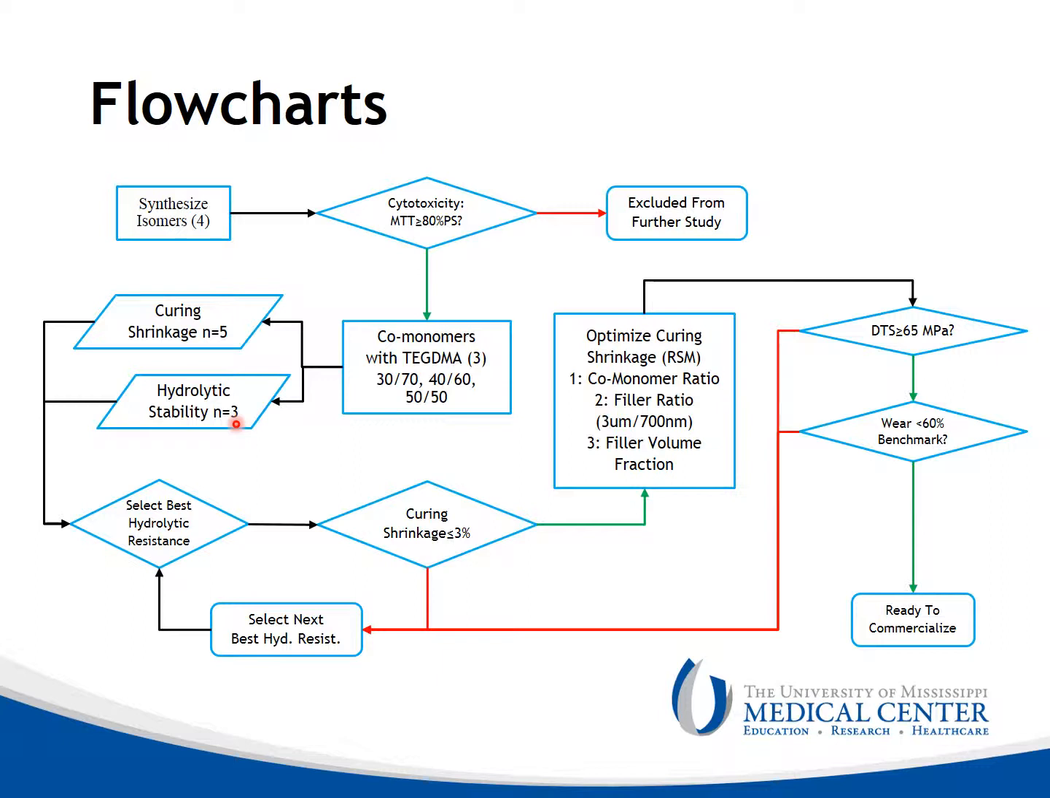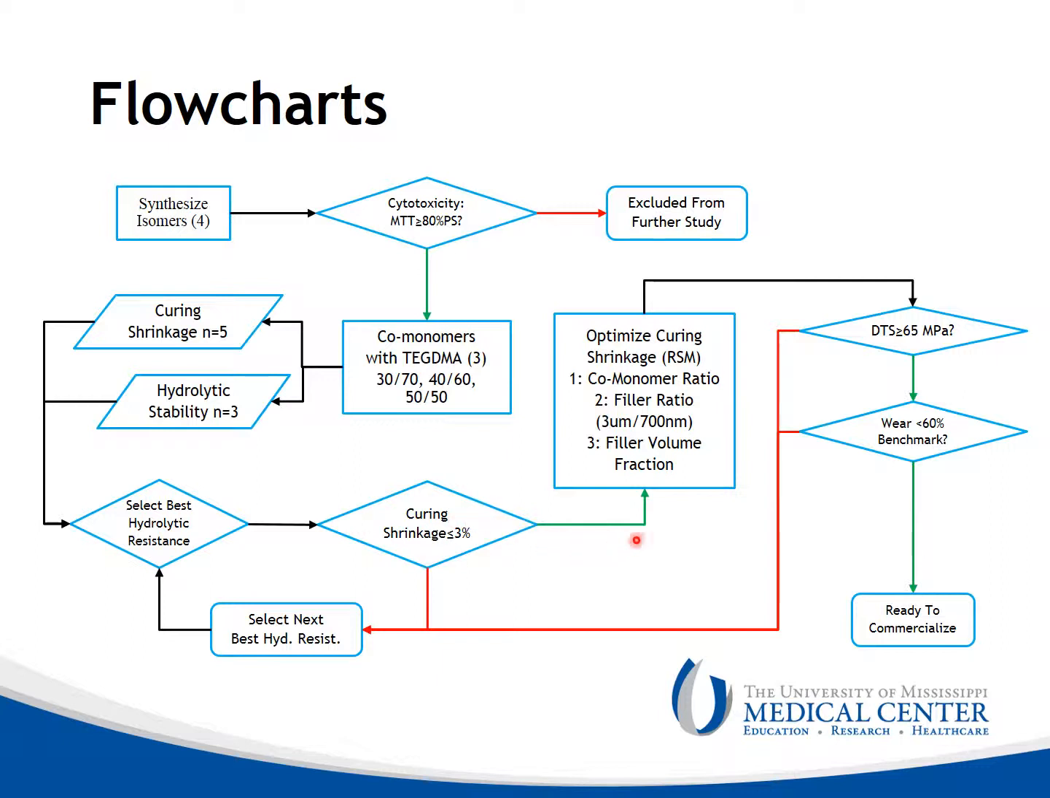And we compare the data from all the different comonomer ratios and the different isomers to select the one with the best resistance to degradation by water. And then we go on and look at the curing shrinkage. If the curing shrinkage is too large, if it's larger than 3%, then that particular material is unacceptable. It may have the best hydrolytic resistance, but we just can't use it. So then we go back and we select the one with the second best hydrolytic resistance and look at its curing shrinkage. And so on until we get the best one that can pass the curing shrinkage screening.